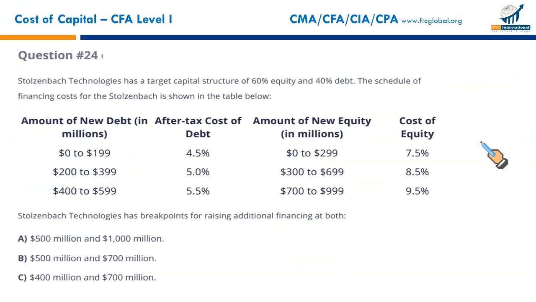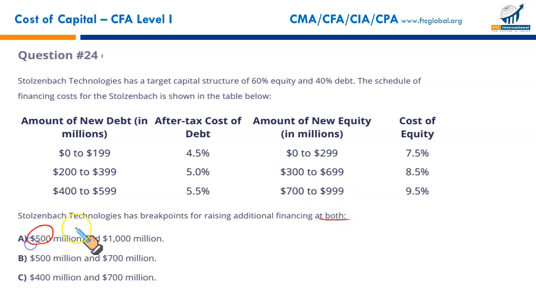Next, yes. Stolzenberg Technologies has target capital structure of 60% equity, 40% debt. The schedule of financing costs for Stolzenberg is shown in the table below. Within this bracket of debt, cost is 4.5. Additional debt will cost more. That's what we were discussing. Additional funding in debt and equity will be costlier. Marginal cost of capital rises as additional dollars are obtained in funding. 400 to 599, 5.5. 0 to 299, 7.5. And as you can see, it's jumping. Stolzenberg Technology has breakpoints for raising additional financing at what point?